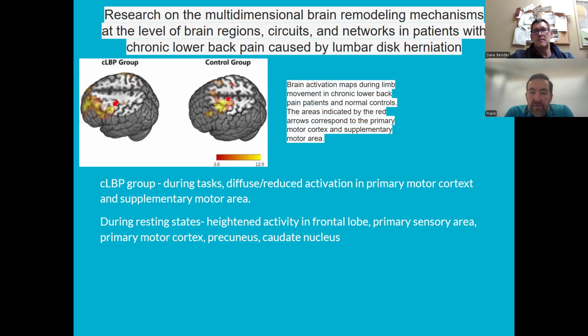So during tasks, there was kind of a diffuse and reduced activation in the primary motor cortex and the supplementary motor area. And then during resting states, there was actually heightened activity in the frontal lobe sensory area and the motor cortex. So this kind of talks about that during task, there's this inhibition, but then during the resting state, there's hypertonicity and extra activation of both the brain, but also some of the muscle groups, the erector spinae.